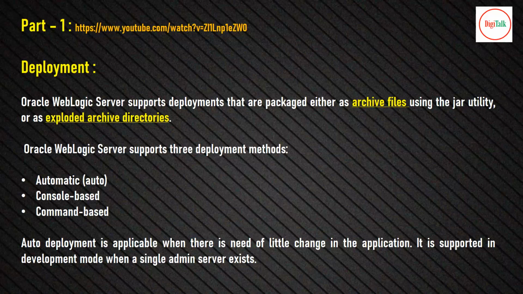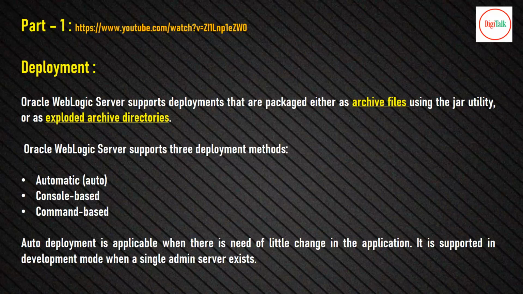So automatic or auto deployment is only applicable for development mode. When you create your domain in development mode, you will see an autodeploy directory in your domain directory. Because in development, most of the time we make a lot of changes in the code, and every time it is not feasible to go to the console, delete the existing file, and then do the deployment again. So the best option is to just copy your code file into the autodeploy folder and it will get automatically deployed. But this will be available only when your domain is in development mode.